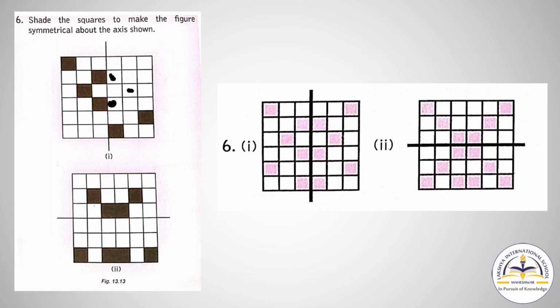You have to draw according to the other side. You have to compare the other side and you have to draw these boxes. Now for the second one you have to draw these boxes. The answers are also given. For the second one, the axis of symmetry is this one.